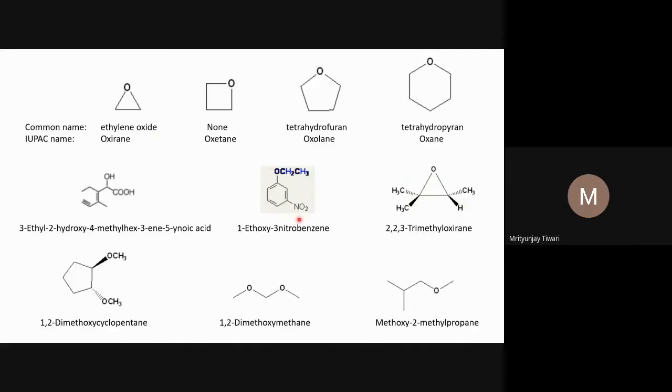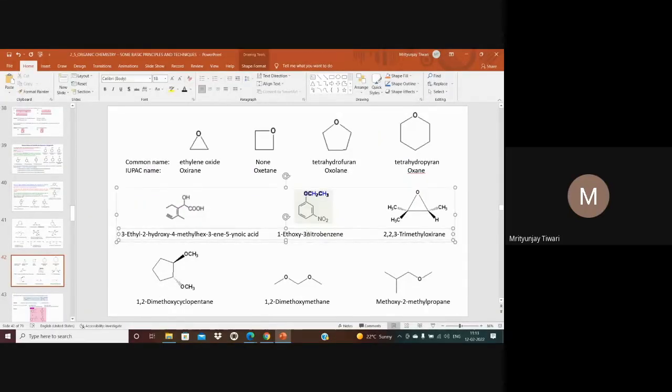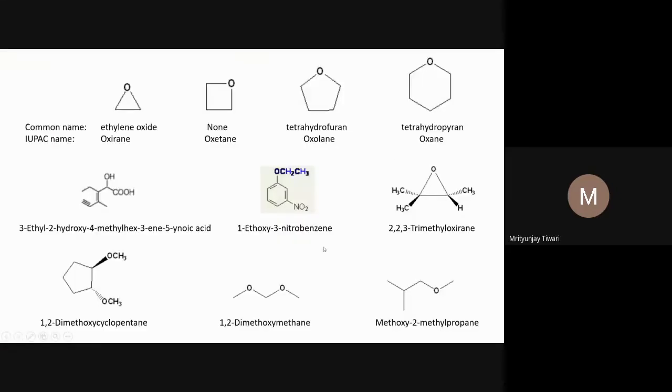The numbering will be done from here. This is ethoxy, this is nitro. So this is 1-ethoxy, which comes first, and 3-nitrobenzene. Why ethoxy first? Because ethoxy comes first in alphabetical order. So the numbering will start from here.